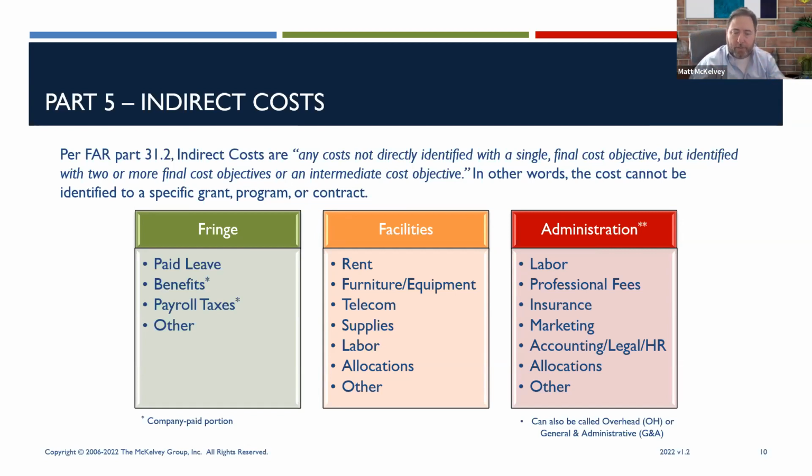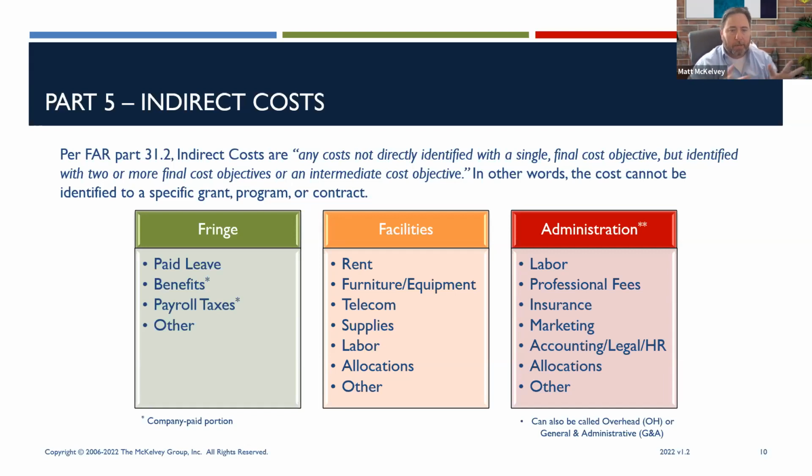Fringe, or fringe benefits, are those costs that are basically benefiting the employees, paid for by the organization. It includes things like paid leave, which are holidays, sick, vacation, or PTO if you have it. Could be jury duty, military leave, whatever it might be. Whenever you're paying somebody and they're not working, that is a fringe benefit and is collected in the fringe indirect cost pool.